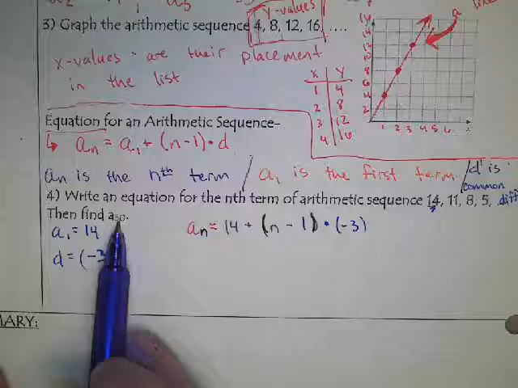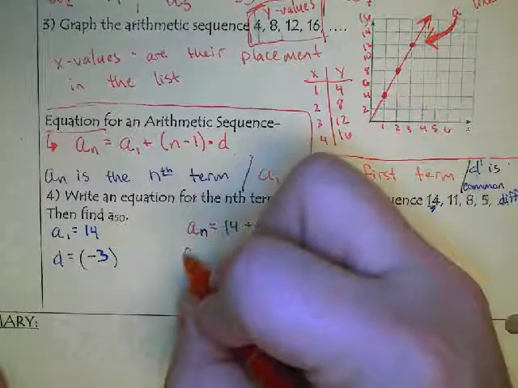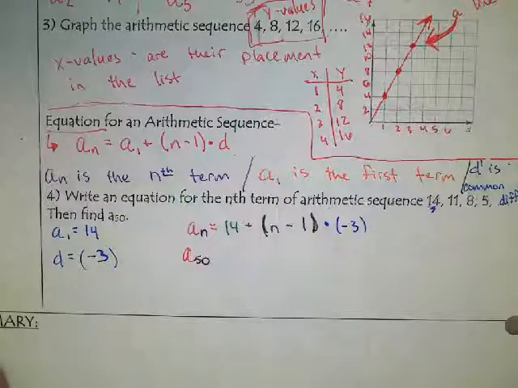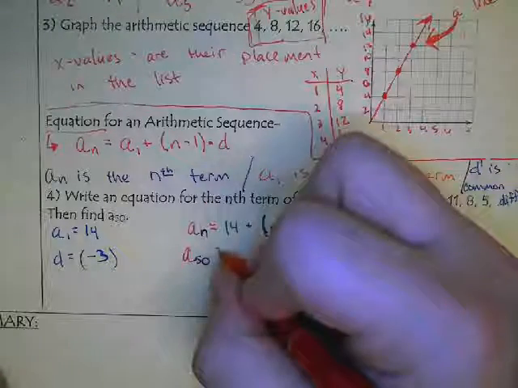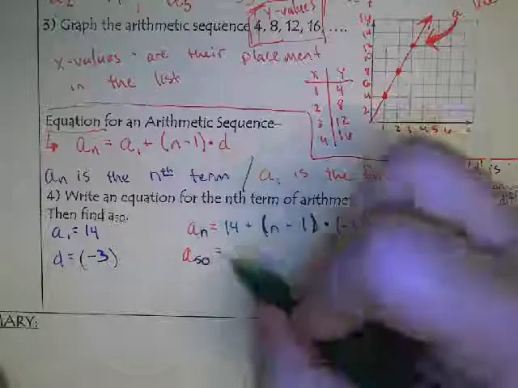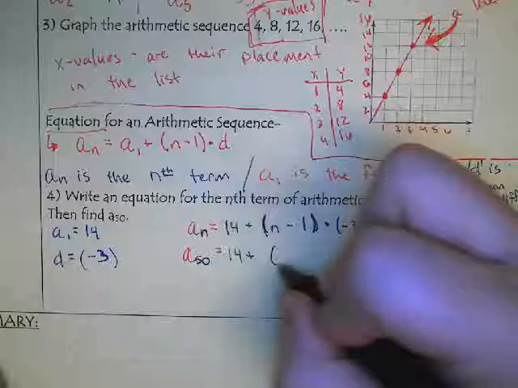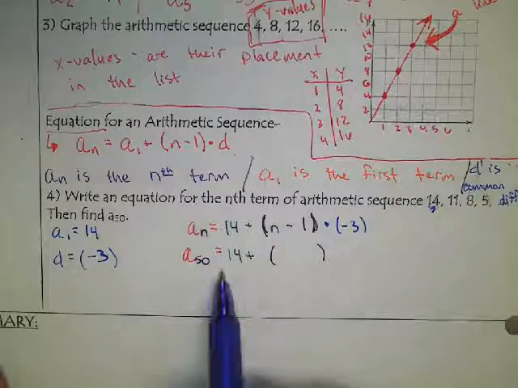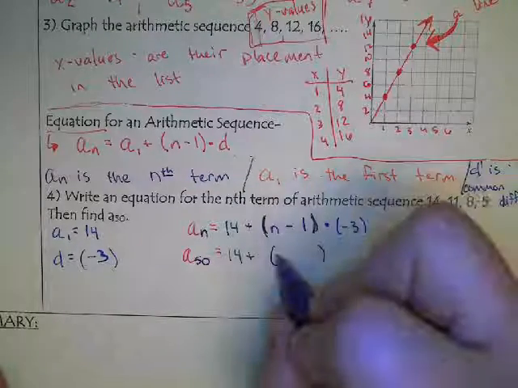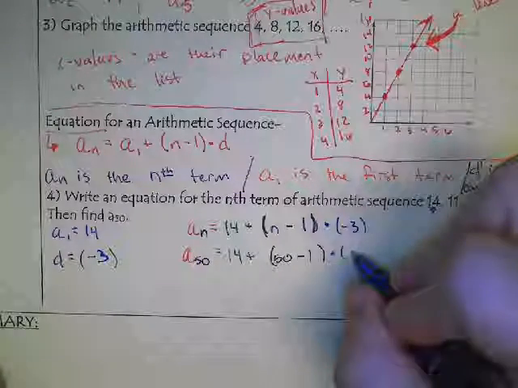So if I'm looking for the 50th term, I would say a sub 50, and here this n is turning into my 50, is equal to 14 plus, then I'll have my parentheses, and on the inside, since this n has become 50, this n must now become 50. So I have 50 minus 1, and then we'll take this and multiply it by negative 3.